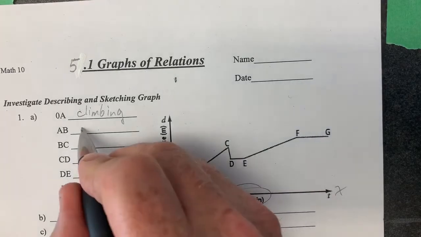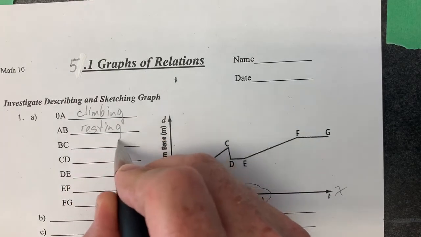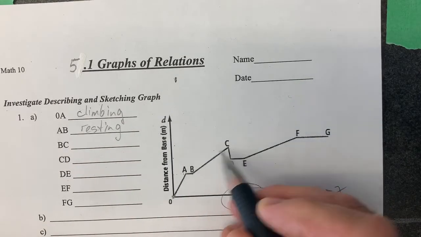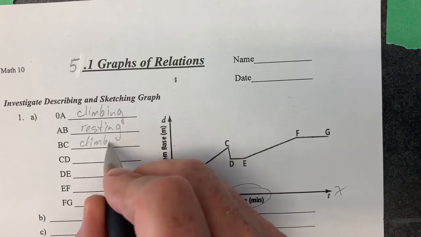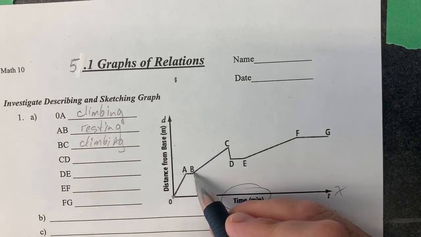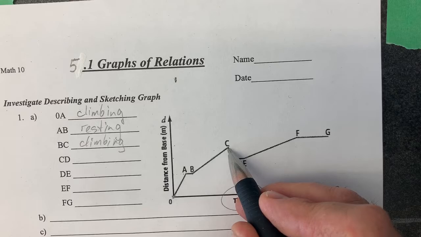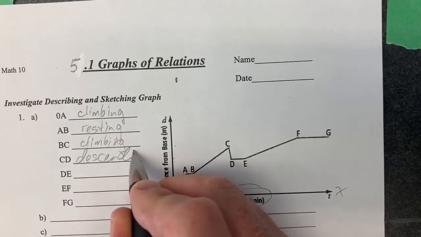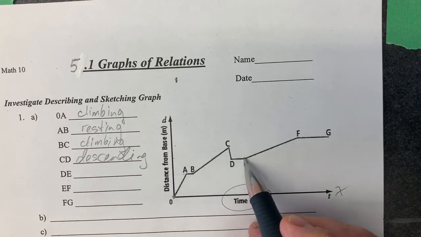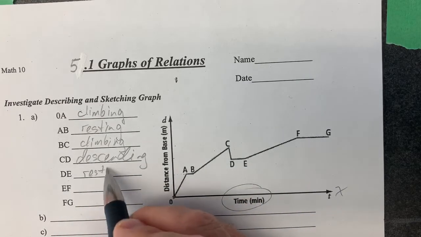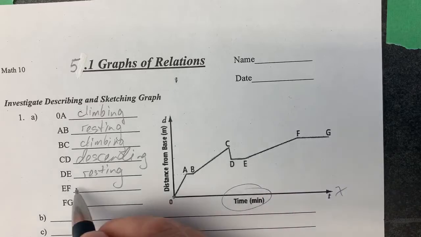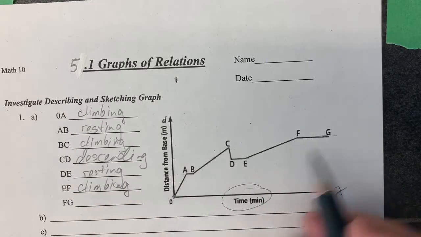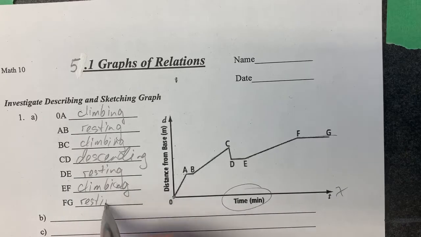A to B, they're resting. How do I know? Well, because this distance right here stays the same for this time period. Then they're climbing again. But notice it's not as steep, it's slower. And then C down to D, they're going down, descending. And then D to E, once again, they're resting. E to F, climbing. And then F to G, resting.